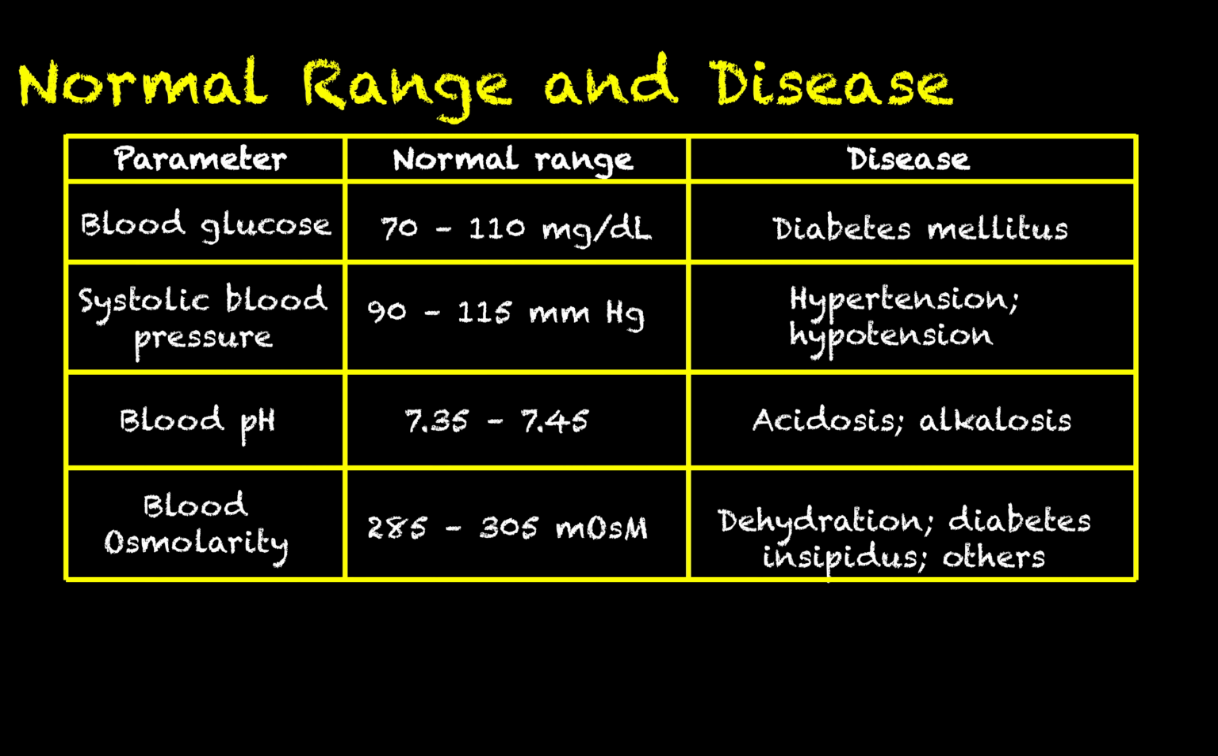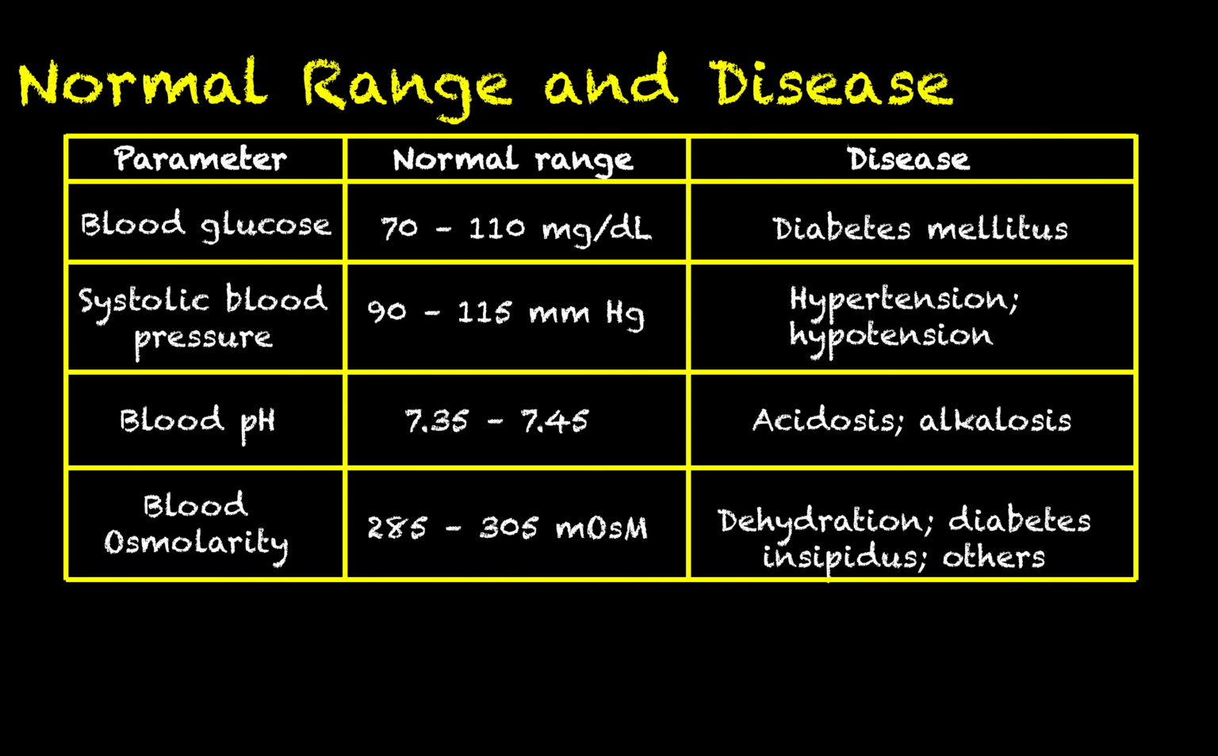Now, if you want some more examples of different parameters and their normal ranges, you can see blood glucose has a normal range of 70 to 110 milligrams per deciliter. Systolic blood pressure has a normal range of 90 to 115 millimeters mercury. The pH of the blood, 7.35 to 7.45. Blood osmolarity, 285 to 305 milliosmolar. You can see what these normal ranges look like, but if you take a peek at the far right column, which is listed under the header disease, you can see examples of diseases that are associated with these parameters being outside of the normal range.